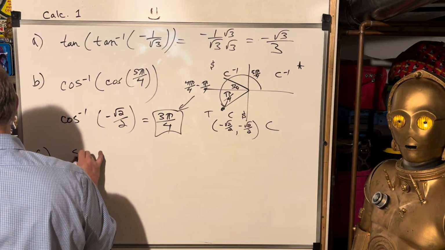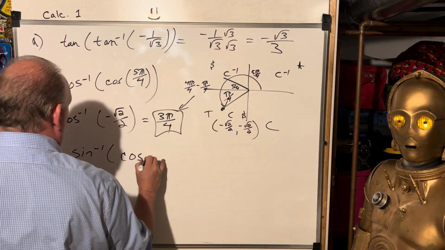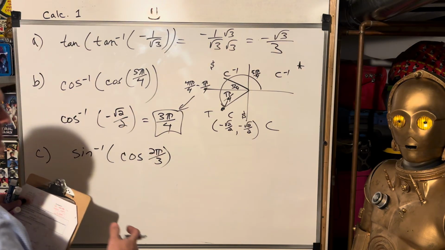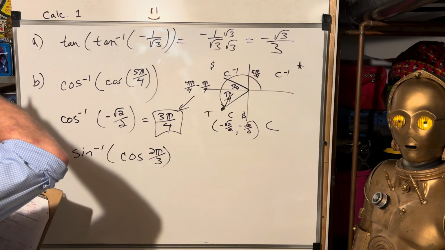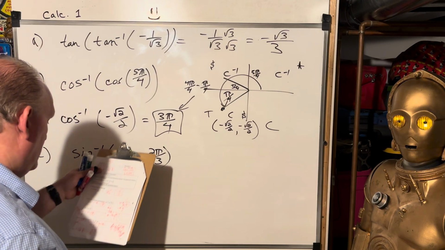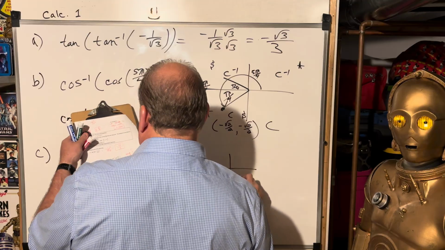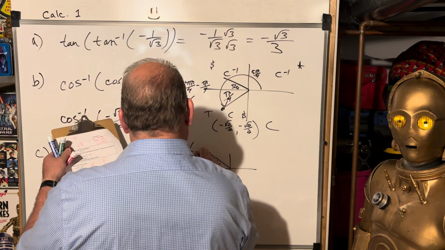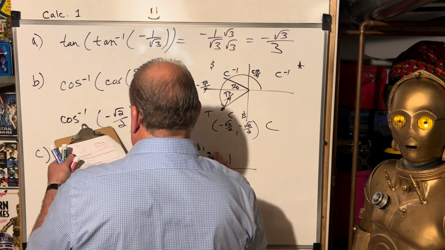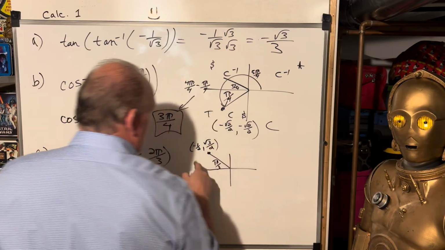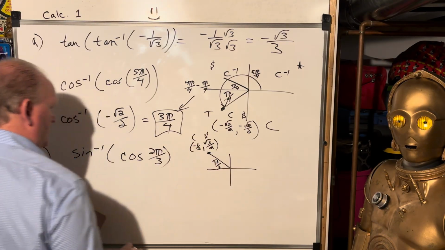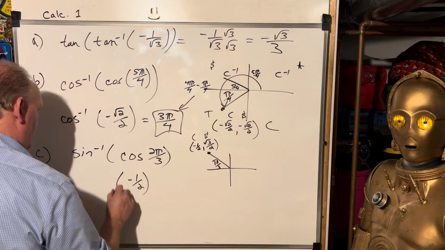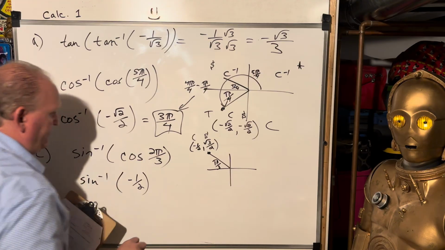For C, they've got the arc sine of the cosine of 2 pi over 3. All right. And so we've got, oh no, we don't have 2 pi over 3 up there. Okay, let's draw 2 pi over 3. That is pi over 3 in the second quadrant. And so we're looking at negative 1/2, comma, square root of 3 over 2. That's Coase law. So the cosine of that is negative 1/2. But then they want the arc sine of negative 1/2.